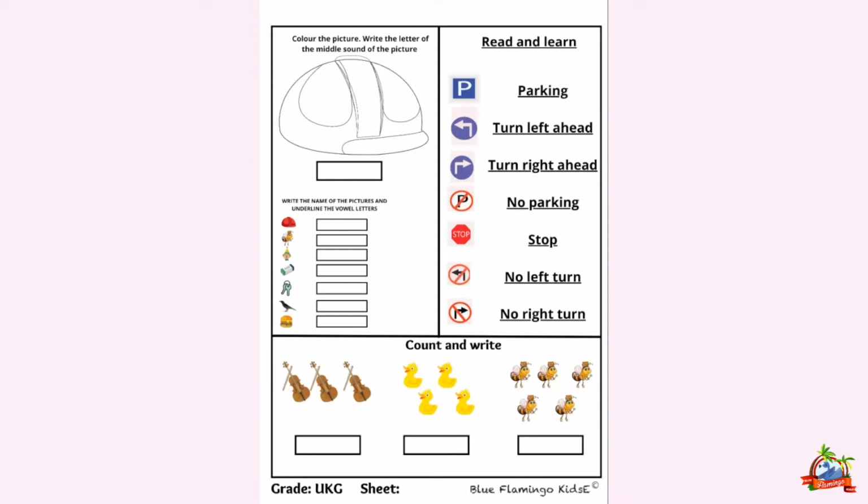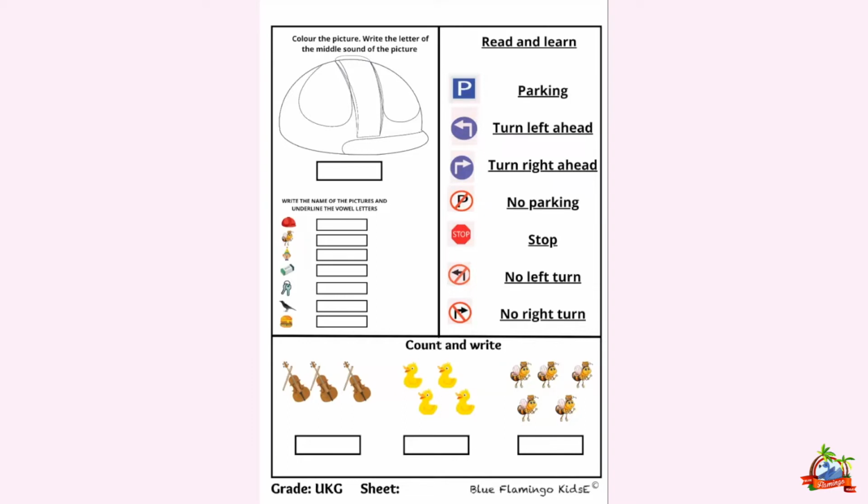और उनमें आने वाले जो भी vowels होंगे, means A, E, I, O, U. Okay, इन पांच vowel letters अगर आपको कहीं भी दिखते हैं name की spelling में, तो आप उन्हें circle करेंगे. You will circle that letter, circle that vowel letter, okay?